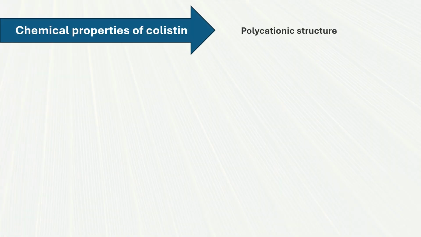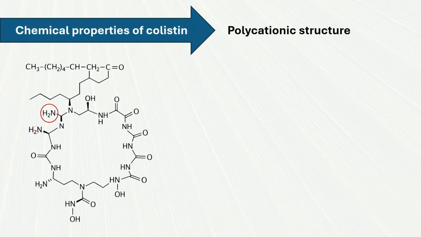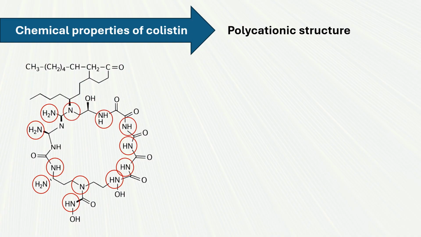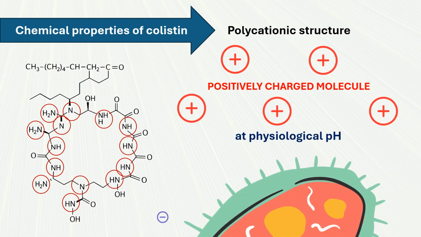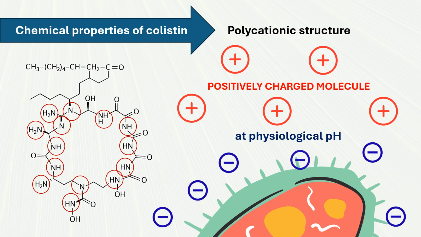Chemical properties of colistin. Polycationic structure. Colistin has a number of unique chemical properties that determine its biological activity. The presence of several amino groups makes the molecule positively charged at physiological pH. This ensures strong electrostatic interaction with the negatively charged components of a bacterial cell's membrane.